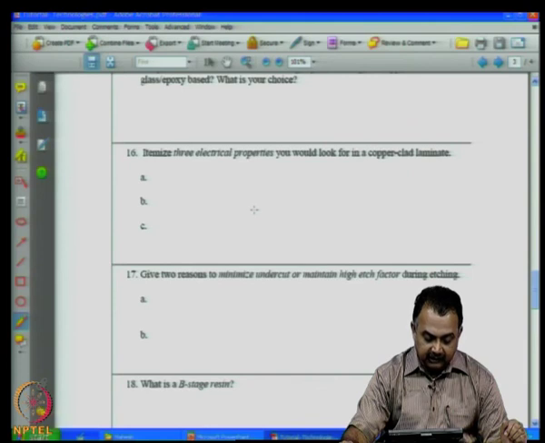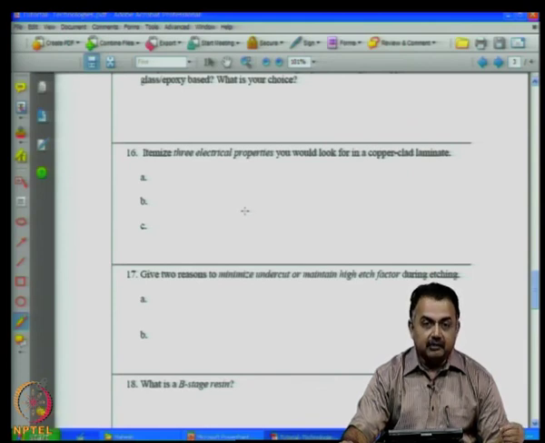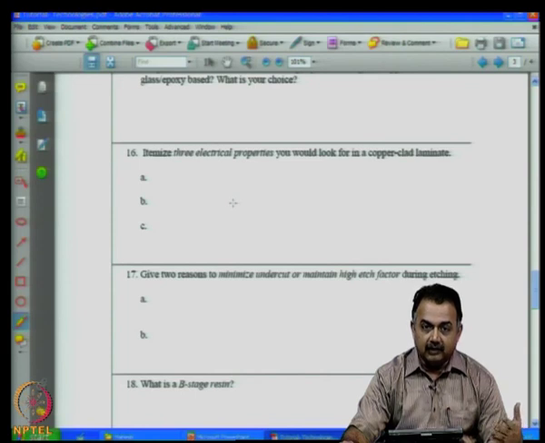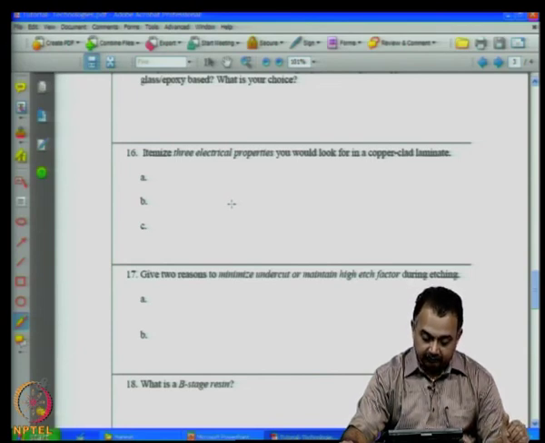Then itemize 3 electrical properties you would look for in a copper clad laminate. There are so many things that you can list: warpage, dielectric constant, moisture absorption. Some of these are physical properties, but in terms of electrical properties it can be dielectric constant, low loss tangent, and then the high voltage breakdown strength that you require.